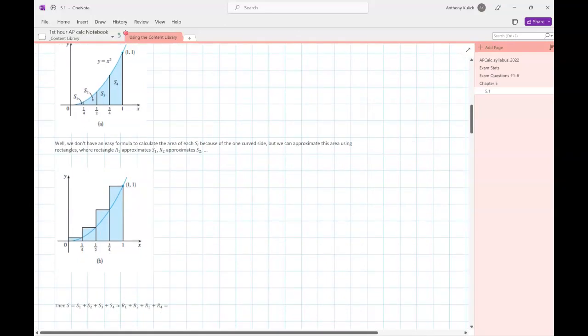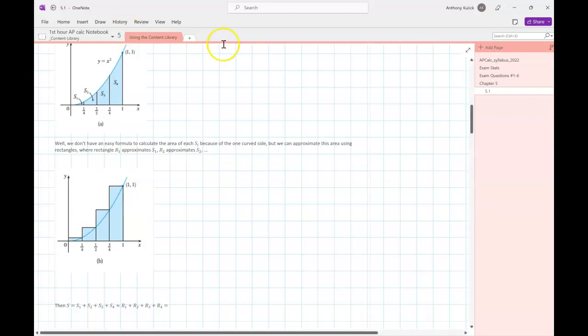So what I can do to find that area S is this: I broke it up into 4 subregions, S1, S2, S3, S4. Then I'm going to calculate the area of a rectangle that has the same dimensions as those 4 non-rectangles. So I'm going to call those rectangles R1, R2, R3, R4.